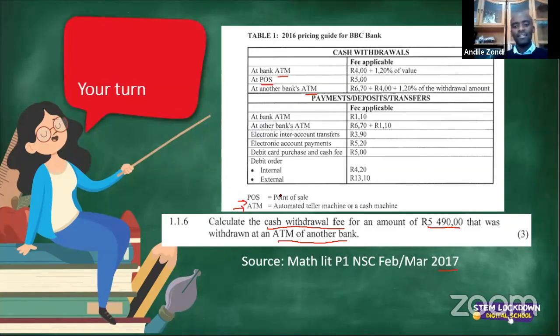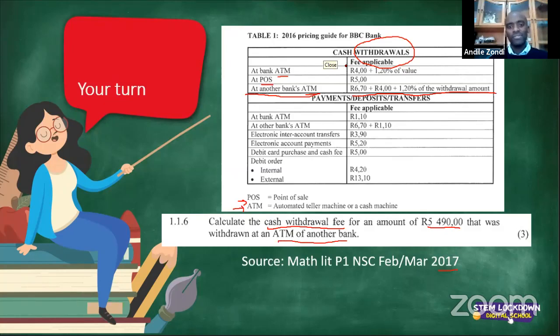While you are working through your question, in the interest of time, let's look for the formula that you'll be using. Now they say withdrawing, so we look at withdrawals, and the amount is 5,490. But where is it withdrawn? It is withdrawn at an ATM of another bank. There it is, ATM of another bank. So we'll be using this information here. Okay, learners, please give me my answers. I'm still waiting for my answers. People are still thinking.